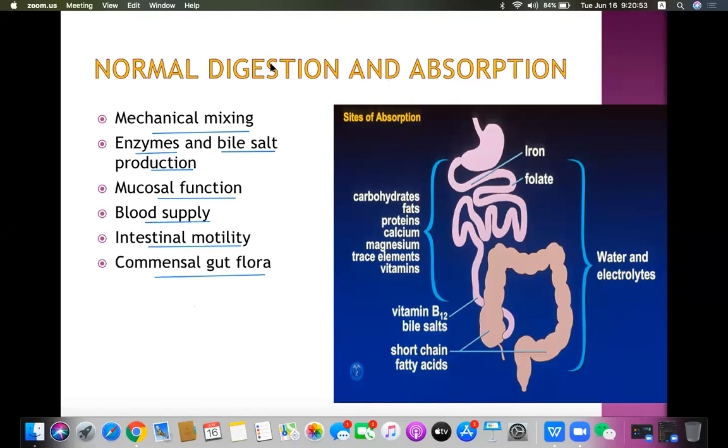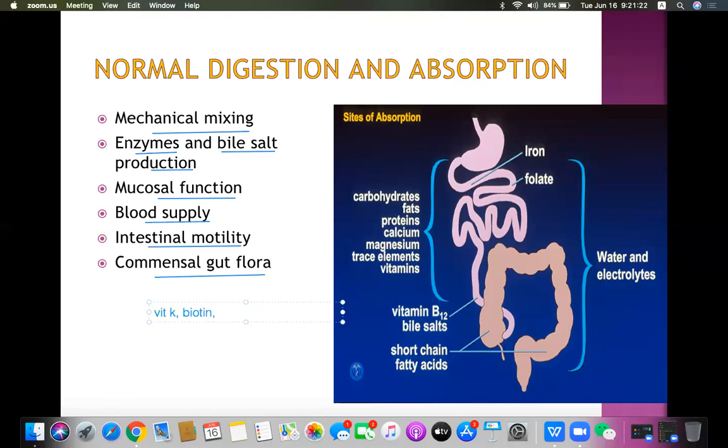Now which vitamins can be synthesized by commensal gut flora? Yes, I want some answers. Yes, guys. Vitamin K. Very good. One is vitamin K. Excellent. Any other? Biotin, sir. Biotin. Very nice. Biotin. One more. Folic acid. Okay. Is it folic acid?